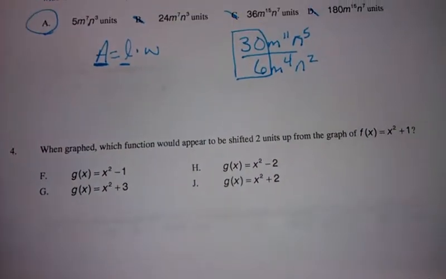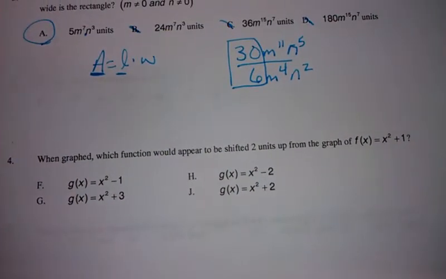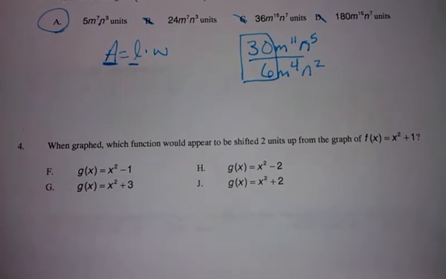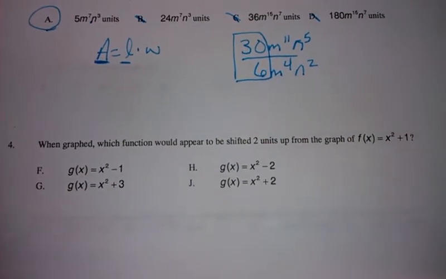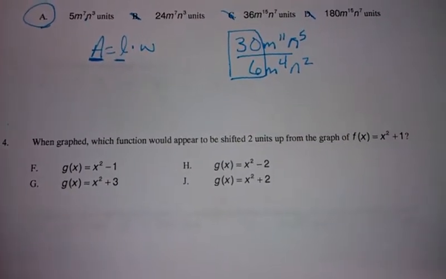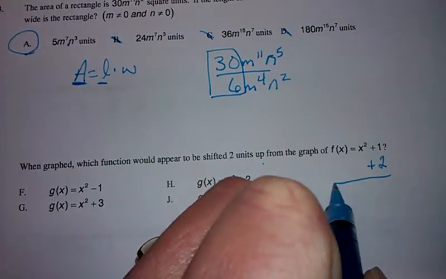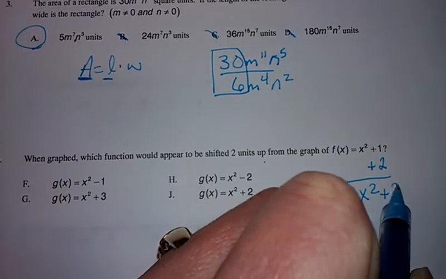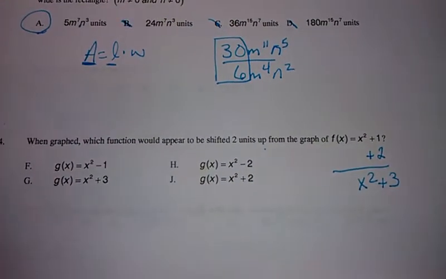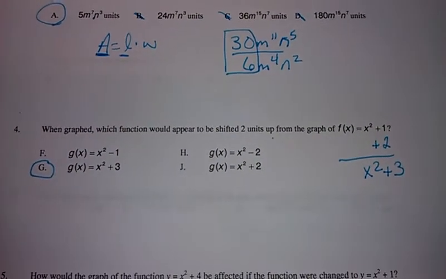On the next one, it says, when graphed, which function would appear to be shifted 2 units up from the graph of f of x equals x squared plus 2? Well, if we're shifting up, we're going to add 2 units. So I have x squared plus 3. There's my answer, letter G.